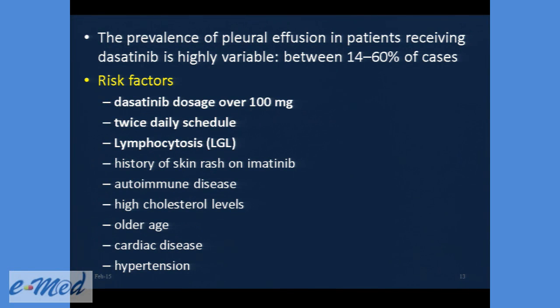The most established ones are dasatinib dosage above 100 milligrams daily and dasatinib schedule, namely divided doses as opposed to once daily intake, and the presence of large granular lymphocytosis. This issue and its relationship to pleural effusion will be discussed in detail later.